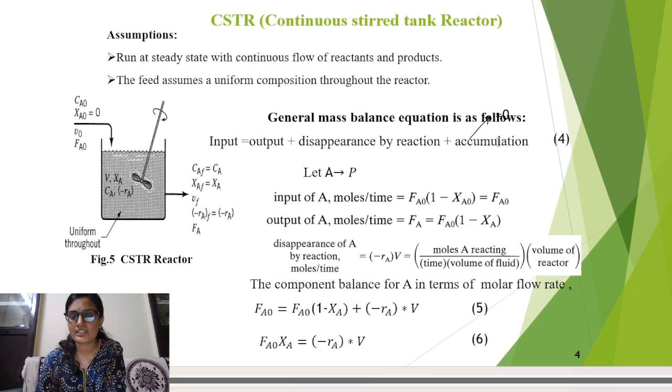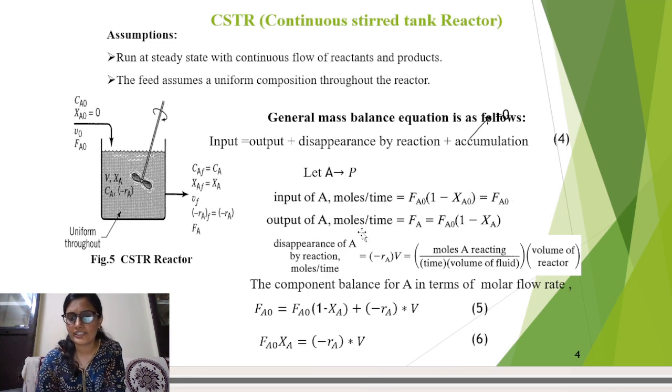Now the general mass balance equation can be written: input is equal to output plus disappearance by reaction plus accumulation. The accumulation is 0 because it runs at steady state, and under steady state condition this accumulation term will be 0. Now we will write all these terms in terms of molar flow rate. The input of A, again with the unit of moles per time, is equal to Fa naught (1 minus Xa naught). Initially we have 0 conversion, so Xa naught is 0, and this term is Fa naught.